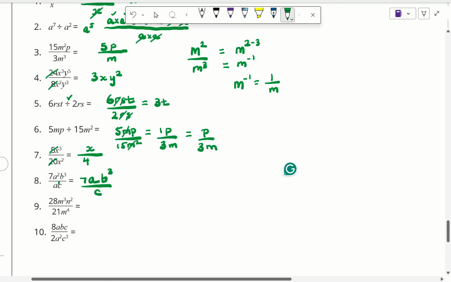We can't collect like terms. We're not multiplying or dividing like terms. So we just have to leave that like so.